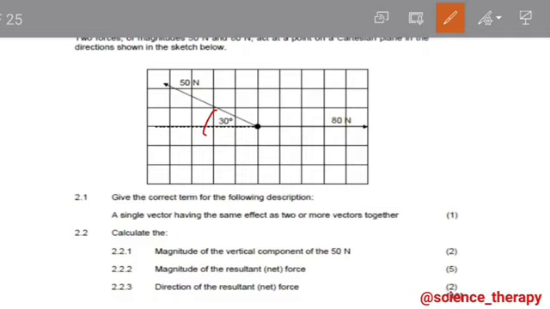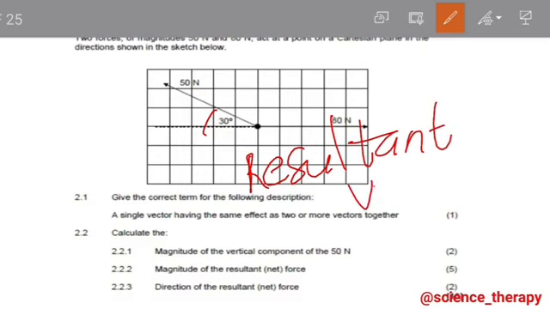Now 2.1 says give the correct term for the following description: a single vector having the same effect as two or more vectors together. We already know what that is. That's the resultant vector.